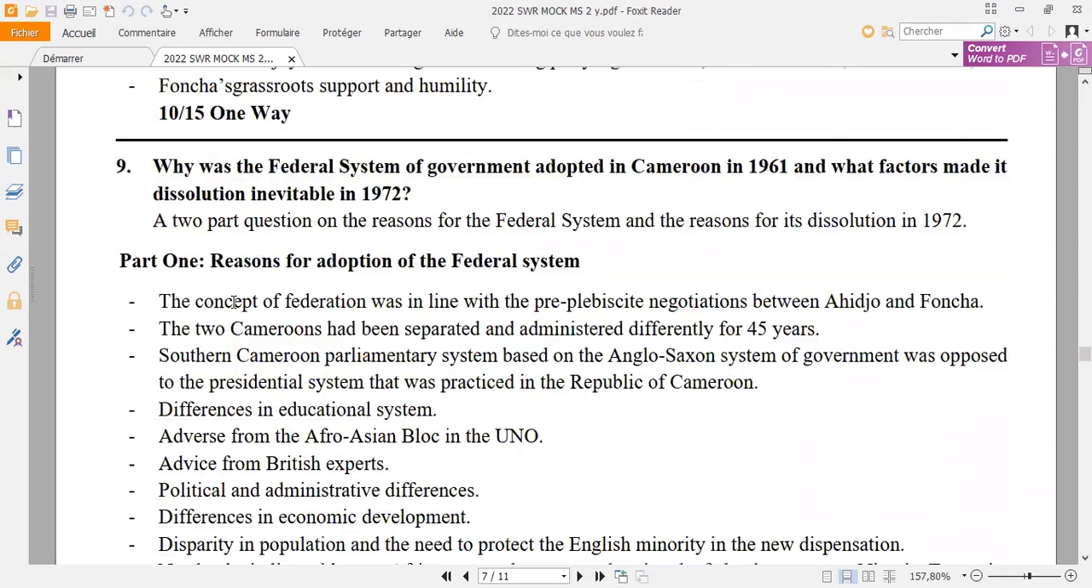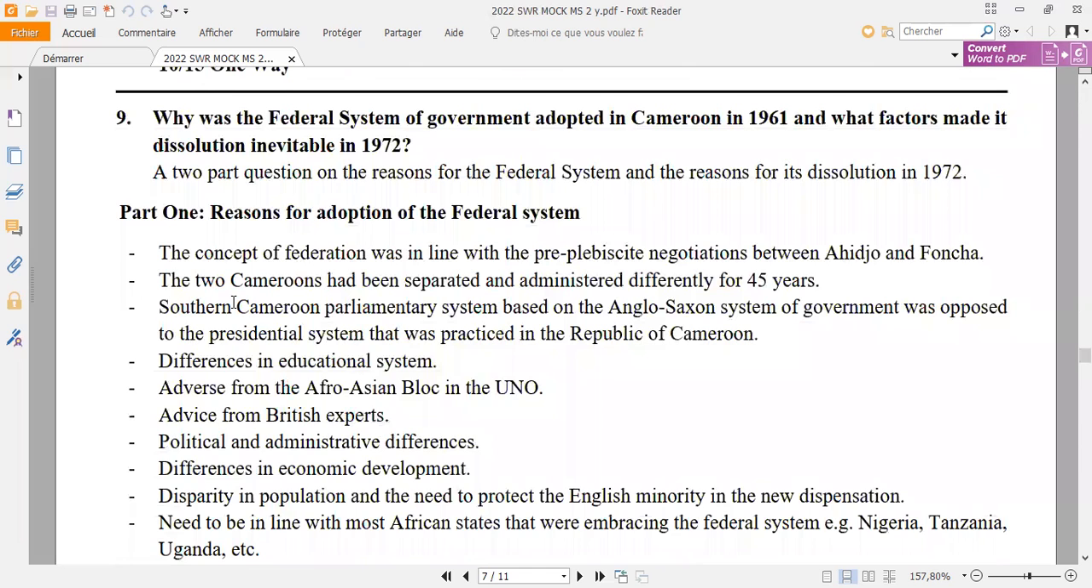Now we move now to question 9. Question 9 is section C, Cameroon history. Now the question 9 says, why was the federal system of government adopted in Cameroon in 1961, and what factors made its dissolution inevitable in 1972?